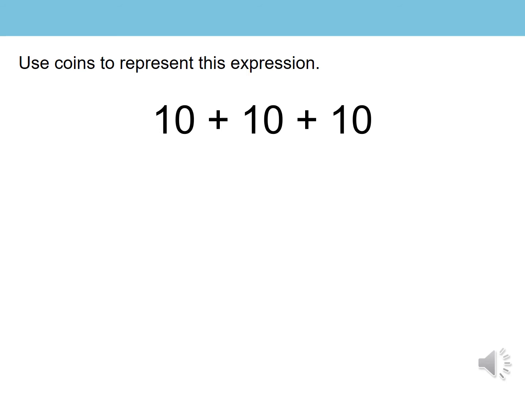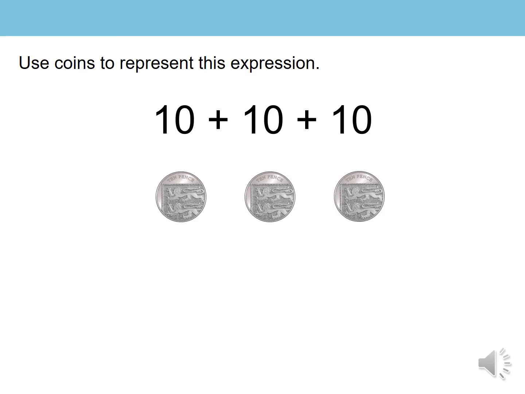So I have the number sentence 10 plus 10 plus 10. This is a repeated addition number sentence because the same number, which is 10, is being repeated again and again. Now I have some coins underneath my number sentence. I have 10p coins. I have 1, 2, 3 10p coins.